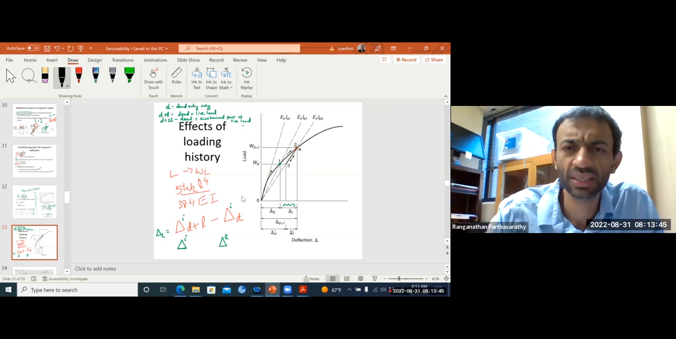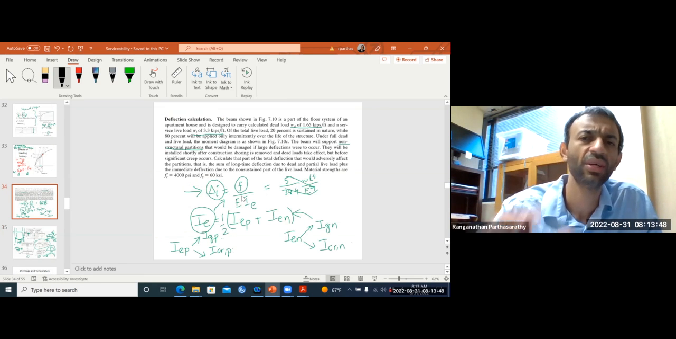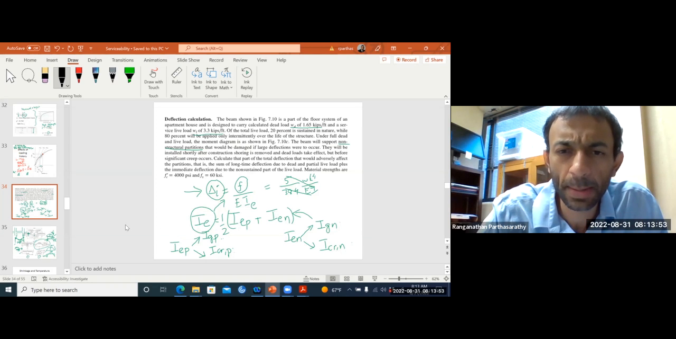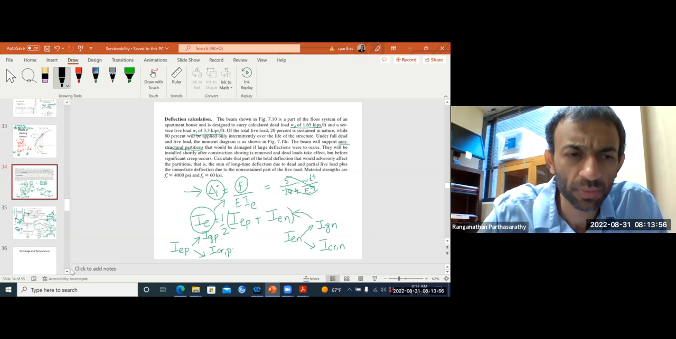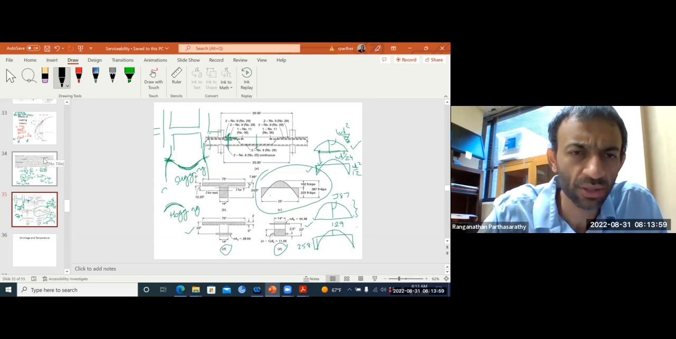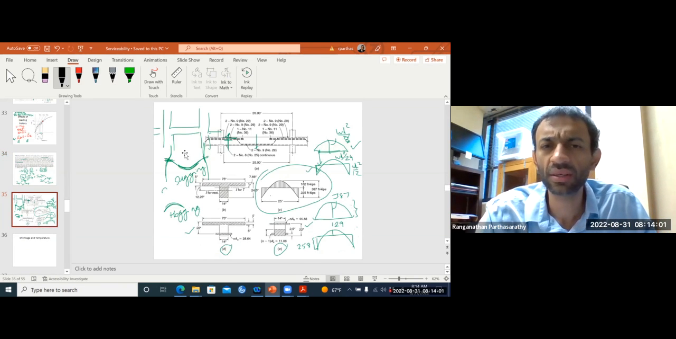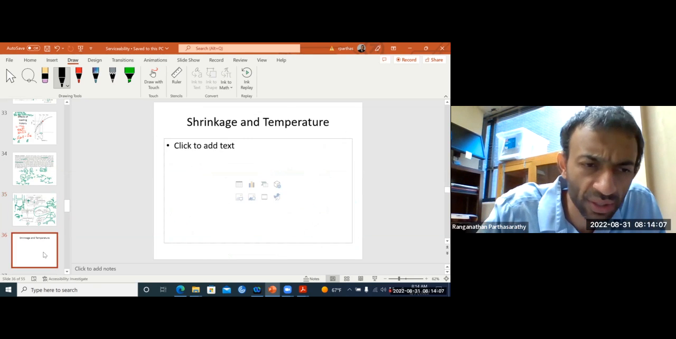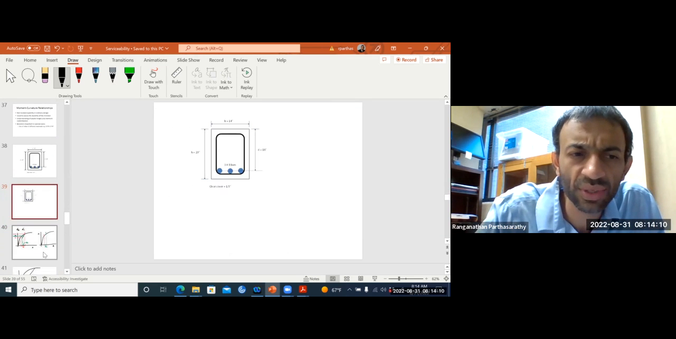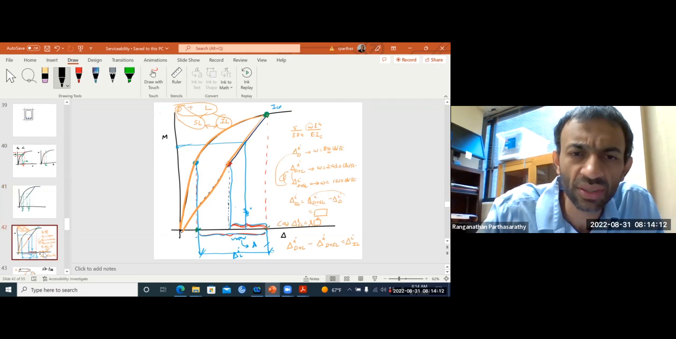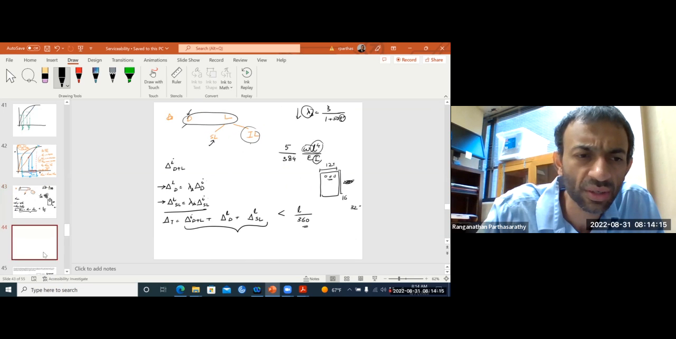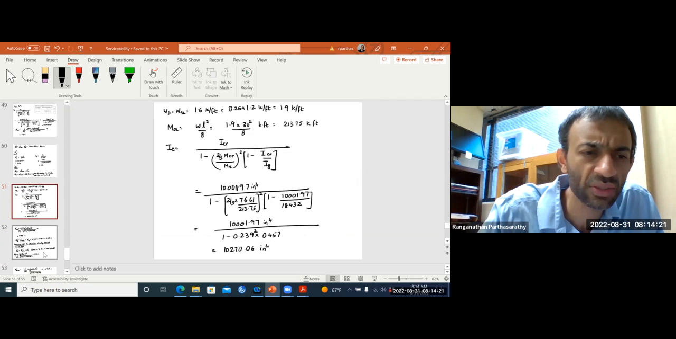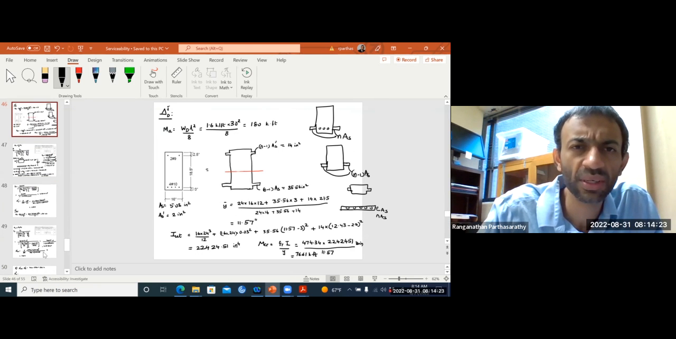Yes, so effect of loading history, this is the main thing we have discussed. Okay, so now let's just do one particular problem. Here is our continuous span, and we want to determine... just a second. Okay, next we are coming to moment curvature. We will do a few of these and then we will start on moment curvature.